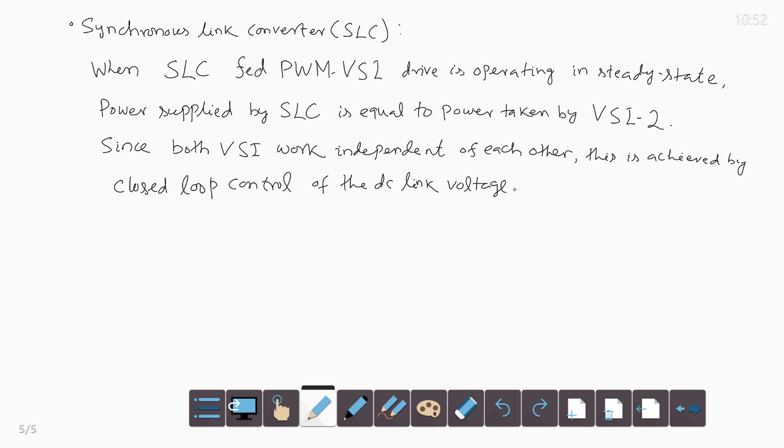When the SLC fed PWM VSI drive is operating in steady state, power supplied by the synchronous link converter is equal to power taken by VSI 2. Since both VSIs work independent of each other, this is achieved by closed loop control of the DC link voltage.